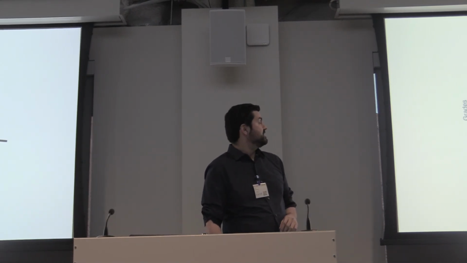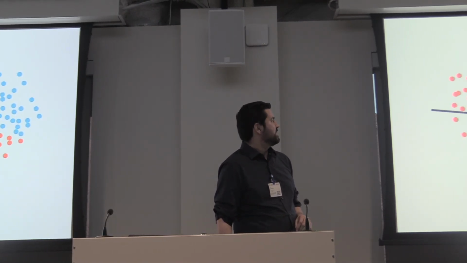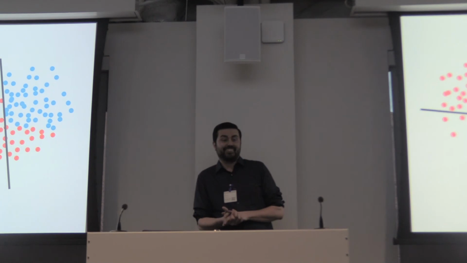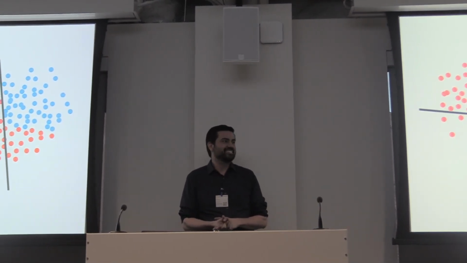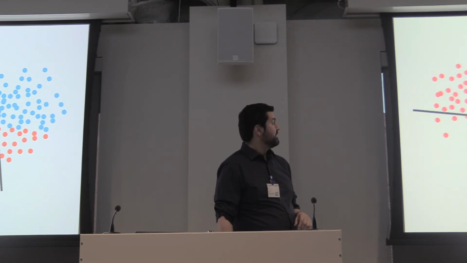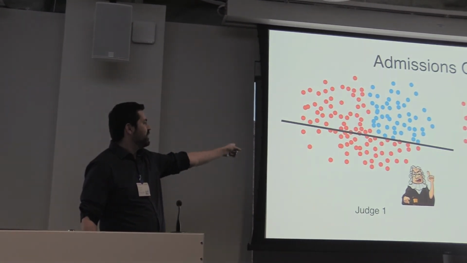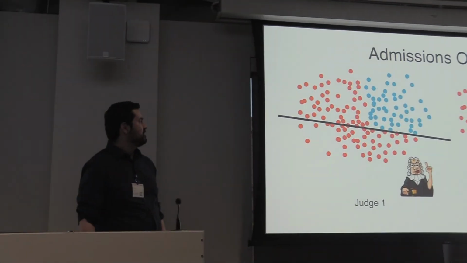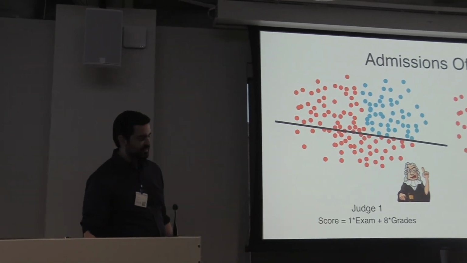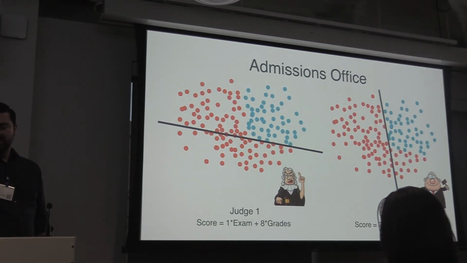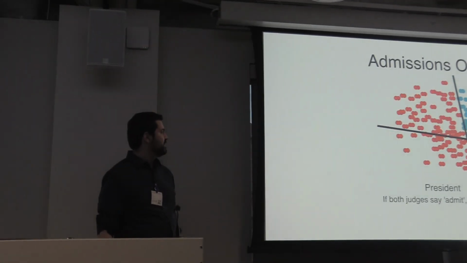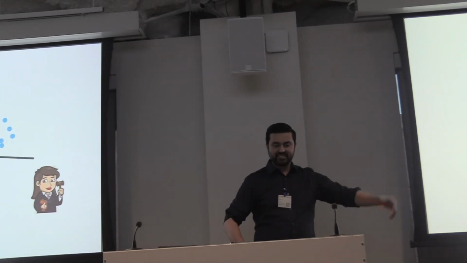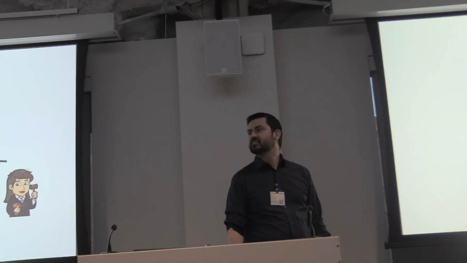So the idea is that these 2 rules, given by these 2 lines, just separate the data. And instead of having one person making the decision, we have 2. We have judge 1, who says I'm going to put a lot more weight on, say, the exam, and judge 2 says I'm going to put a lot more weight on the grades. This is the formula for the first one, and this is the formula for the second one, and they get combined. And how do they combine them? Well, we have a president, and she looks at the 2 judges and says, okay, if they both admit the student, then I admit, and if not, then I reject.